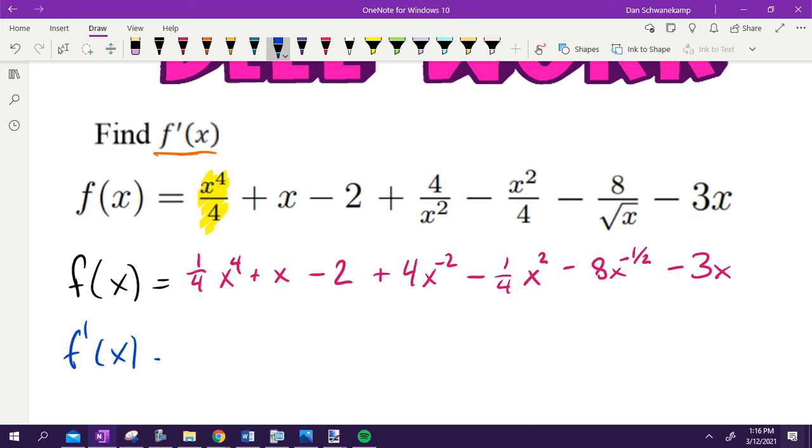Let's go through it. Chris, what would the derivative of 1/4 x to the fourth be? 4x to the third. We multiply by 4, so what's my new leading coefficient going to be? X to the third, sorry. Good, x to the third. 4 times the fourth, that goes away. Then we've got x, and what's the derivative of x going to get us? 1. Thomas, what's the derivative of negative 2 going to get us? Nothing, because it's just a constant.